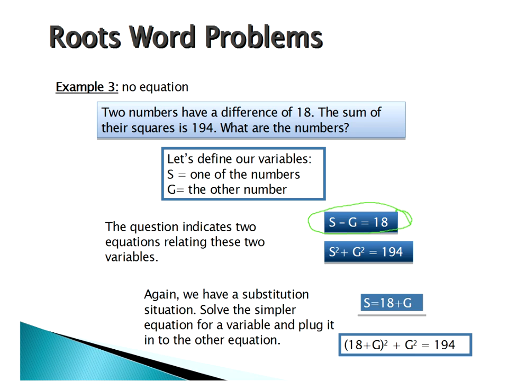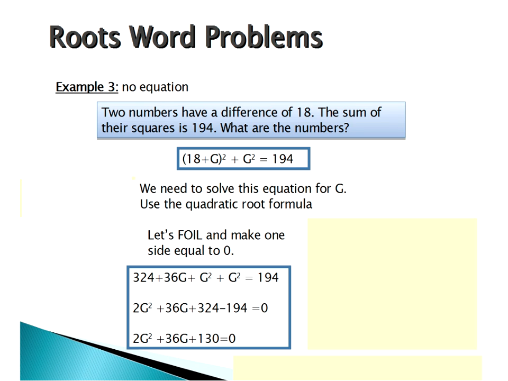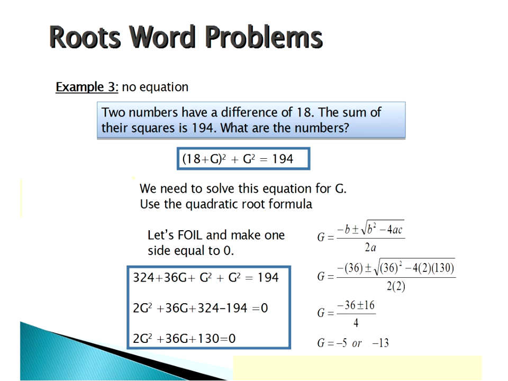Now I have a quadratic. I'm going to FOIL this out. Make one side equal to 0. Again, this is good practice for you to do at home, pausing the video, making sure you can get these numbers. Make one side equal to 0. Use the quadratic root formula.